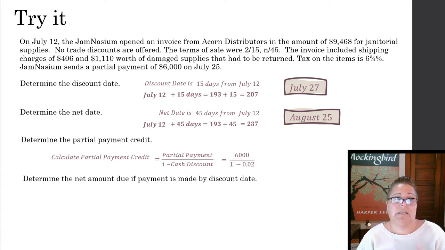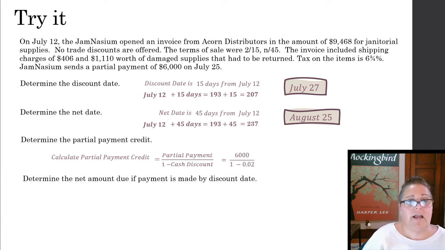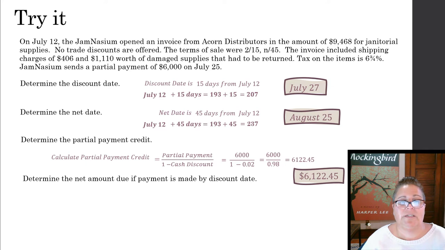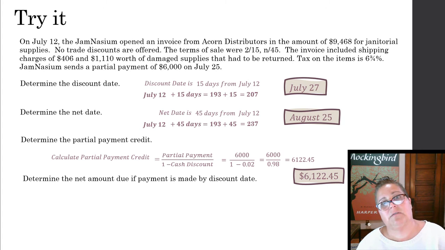So that's going to be $6,000 divided by the complement of 2%, getting that from the terms of sale. So 6,000 divided by 0.98, which is $6,122.45. Remember, the partial payment credit is always more than the partial payment. So they're only sending a payment of $6,000, but they're getting credit for $6,122.45. Okay.